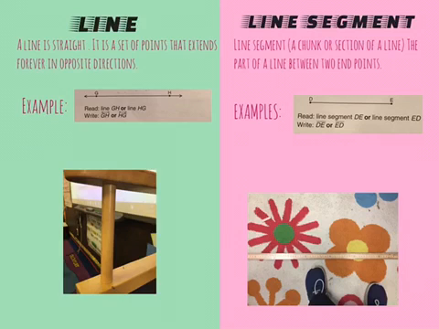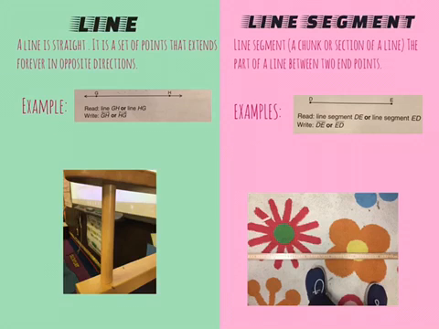Line. A line is straight. It is a set of points that extends forever in opposite directions. Read line GH or line HG. Write GH or HG. And don't forget your arrows that continue on forever.